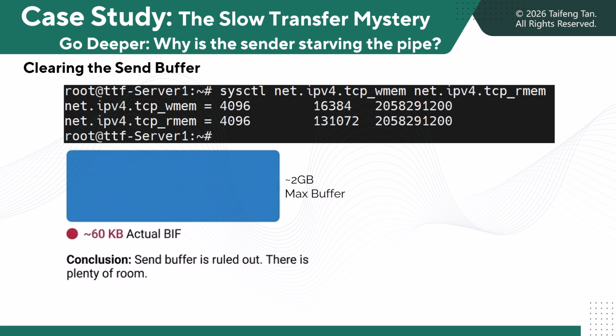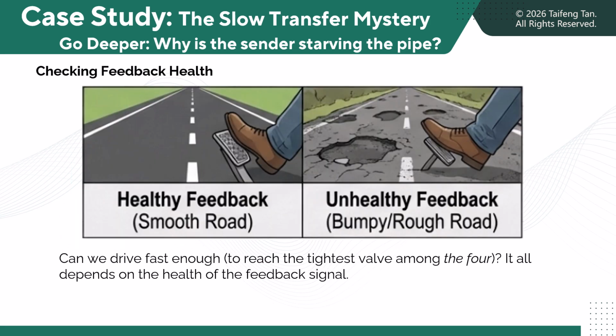This means the send buffer is not restricting bytes in flight. There's plenty of room for more data. Therefore, send buffer size is also not the limiting factor for bytes in flight. Now all 4 valves have been ruled out. Let's also check the health of the feedback signals. Fully explaining the health status of ACKs is not something one video can cover, but we can briefly discuss the state of ACKs in this case.